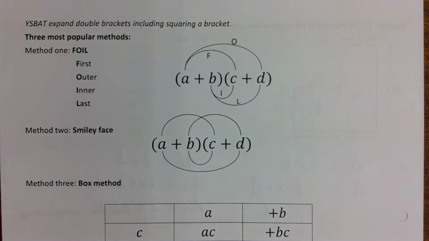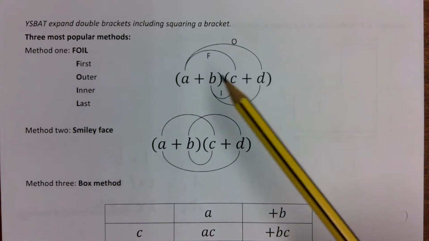This is GCSE Maths Notes. It's M3 and we're on chapter 4, algebra, and we're taking a look then at multiplying out two brackets.